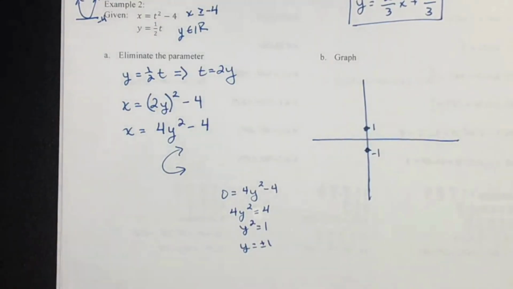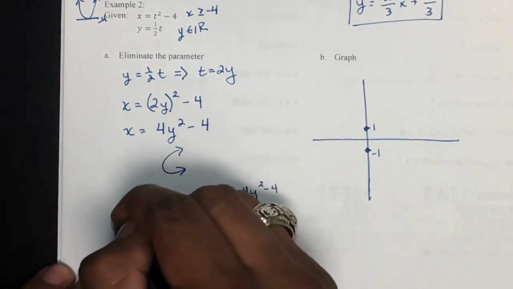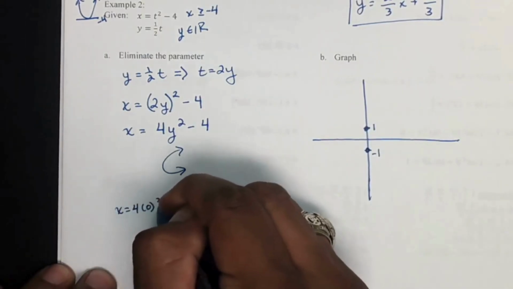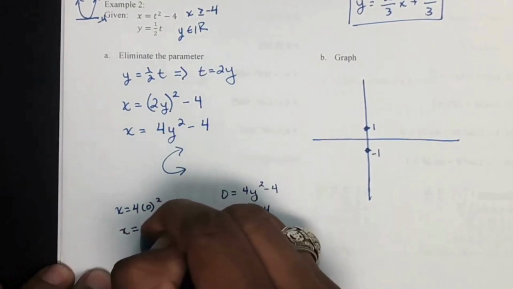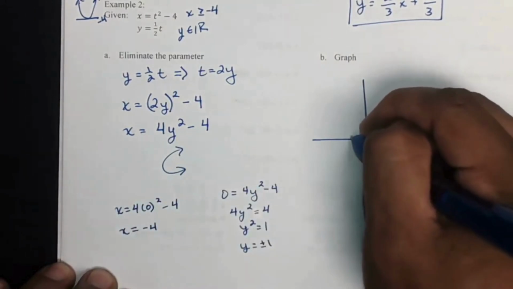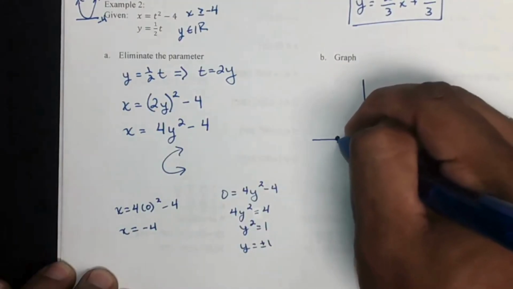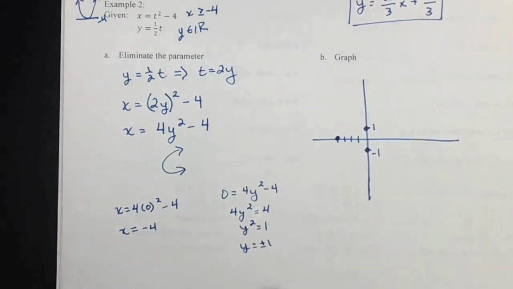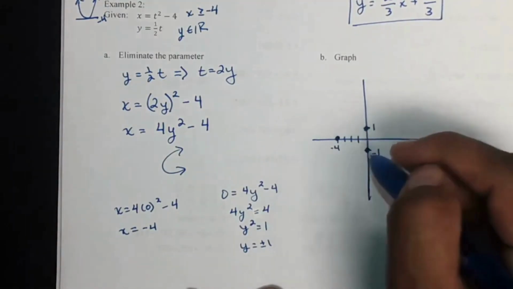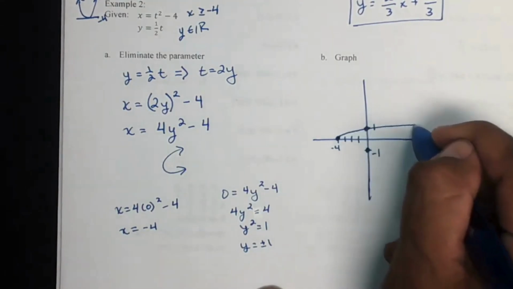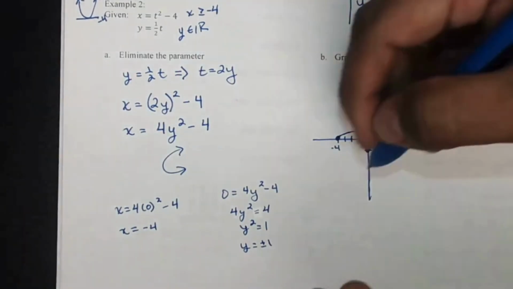Well, what else can I do? Well, I can plug in 0 for y, x equals 4 times 0 squared minus 4, and you end up finding out that that's -4. So 1, 2, 3, 4, point, and all I need is 3 points in order to graph a parabola. You're just going to go that way, and then the other way.